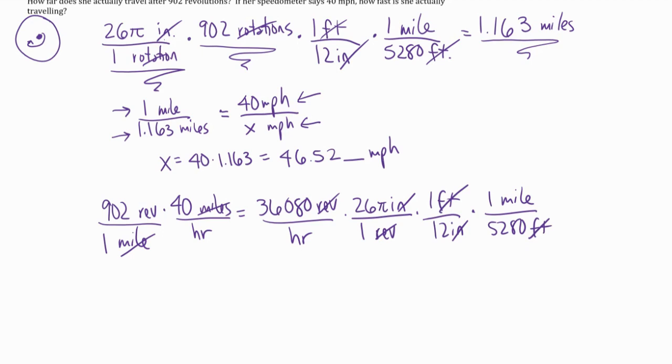And so I multiply by 26 times 3.14159265 divided by 12 divided by 5,280. And I get 46.513. And that is the number of miles per hour that, so I can actually see I'm a little bit off here in my previous answer. But that is how fast Linda's car is actually traveling, even though her car thinks that she's traveling at 40 miles per hour.